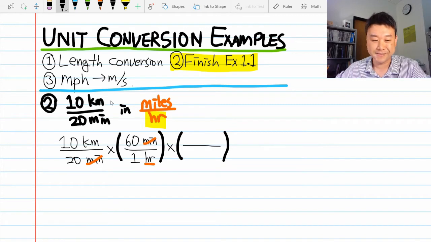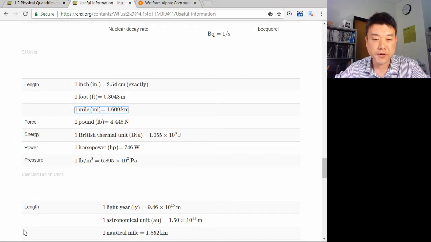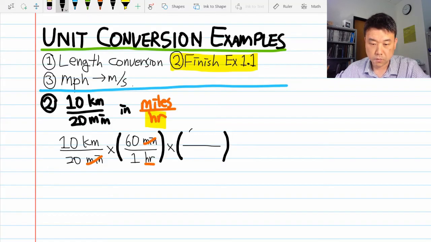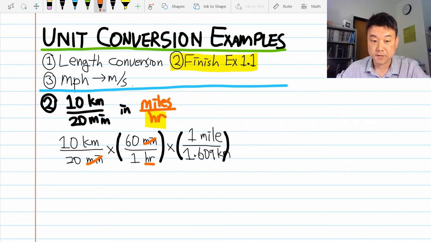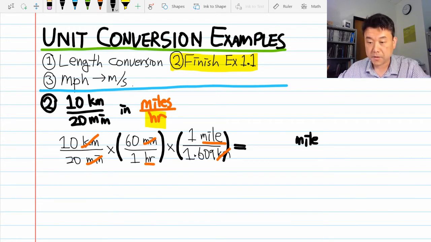For the second factor, I have to look up the number again because I never have this memorized. So going back to useful information, I want kilometers to mile conversion. So 1 mile is 1.609 kilometers. So 1 mile is equal to 1.609 kilometer. Making sure we put them in the correct places so that this kilometer in the numerator will be canceled out by this kilometer in the denominator and we'll be left with a mile. So the unit that we are left with is miles per hour or MPH.